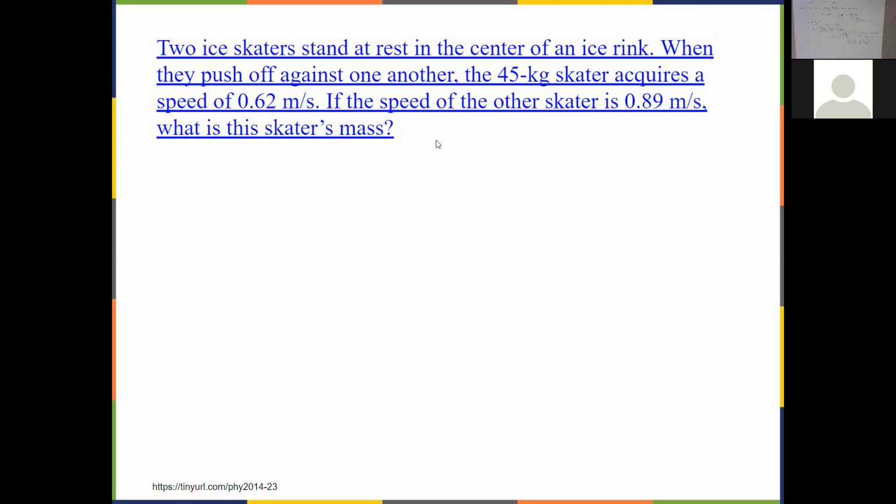I'll give you a few minutes to try to see if you can solve this, and then we can take a look at the solution together. This time I think I will just have you work individually.